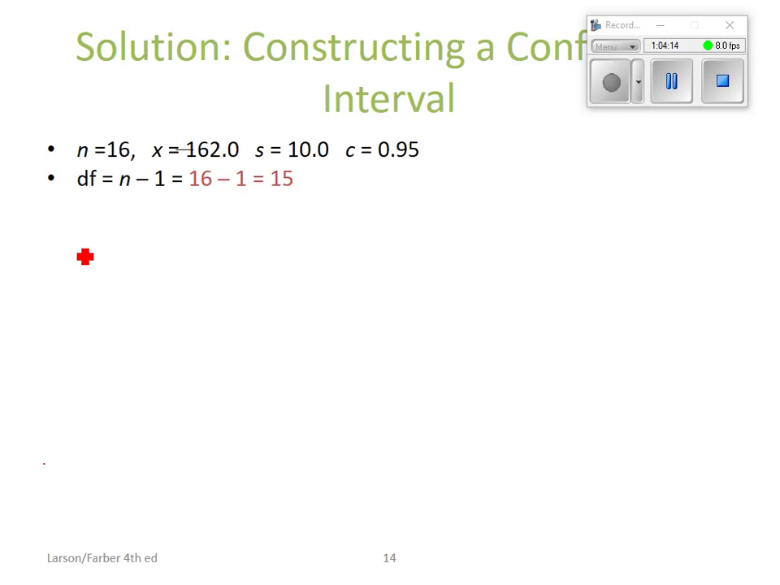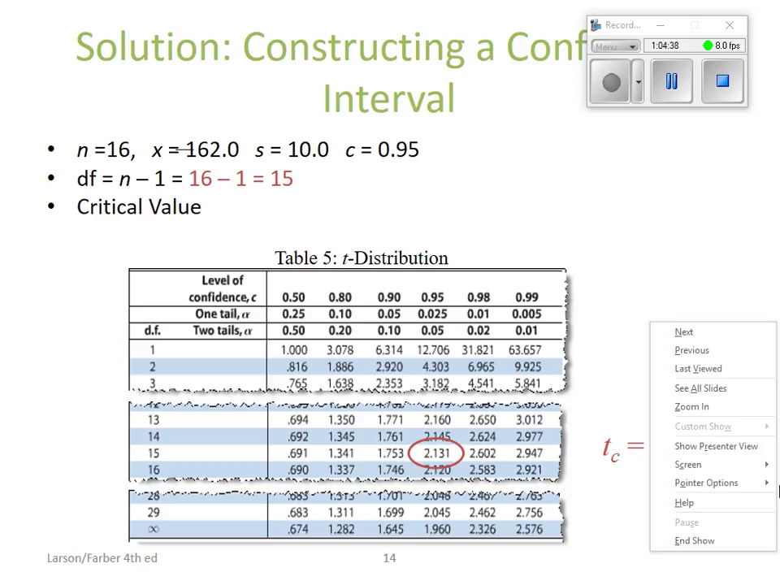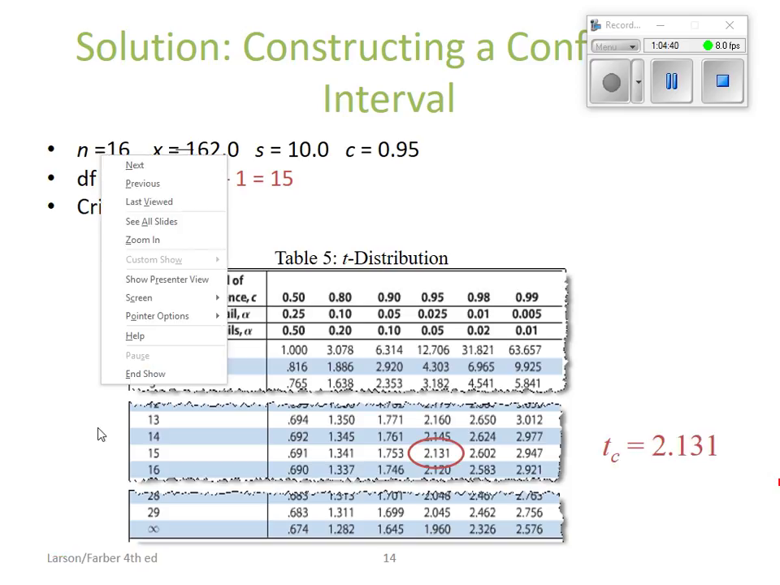Here's what you do. You find N. I love these computers. Anybody guess what that's supposed to say? That's the X bar, but my bar, for some reason, fell off the X over there in that area. Find DF, that's N minus 1, 16 minus 1, so on and so on. They give you all that information. Go to the table, you can find the critical values right there. Then we can find E.